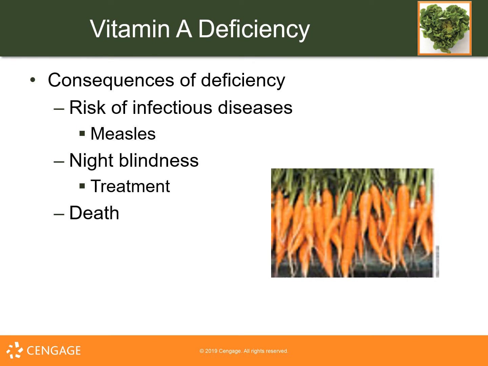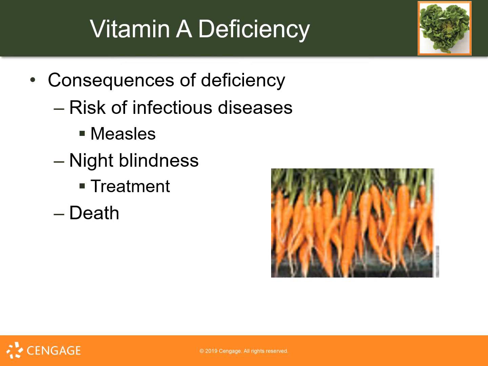Vitamin A deficiency. Consequences of deficiency include an increased risk of infectious diseases since vitamin A supports immune function. For measles, vitamin A inhibits replication of measles, and providing vitamin A to kids who are diagnosed with measles reduces risk of dying by half.